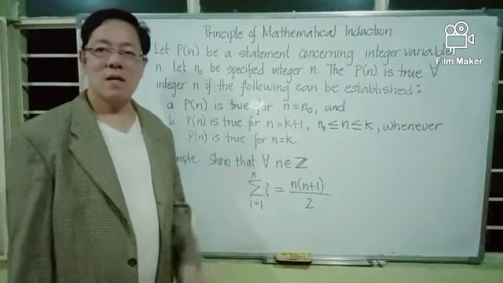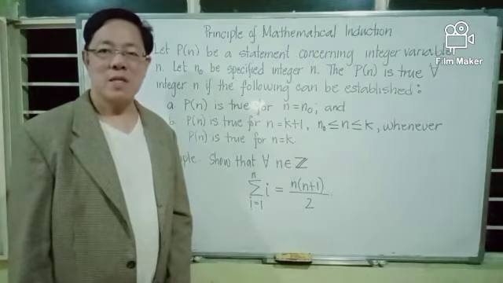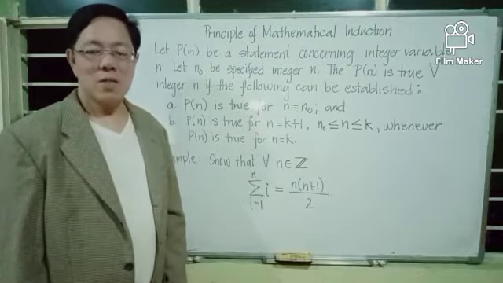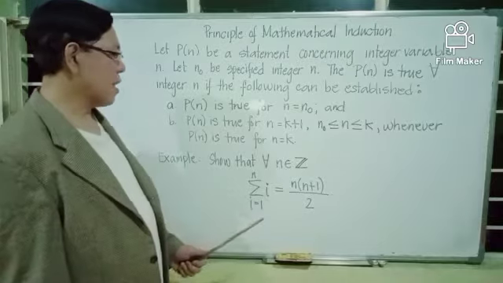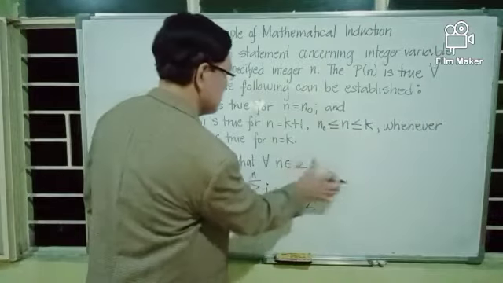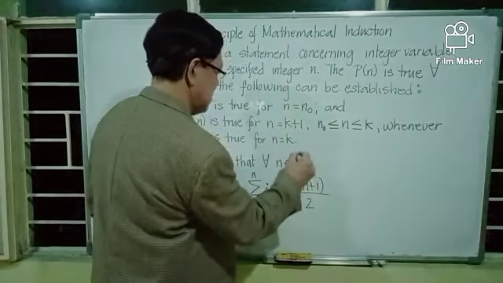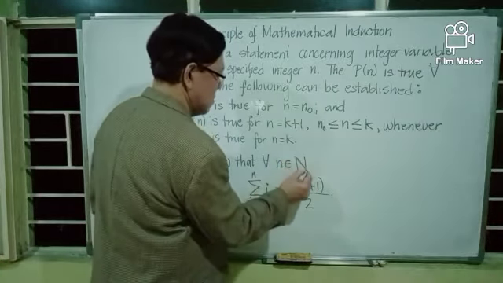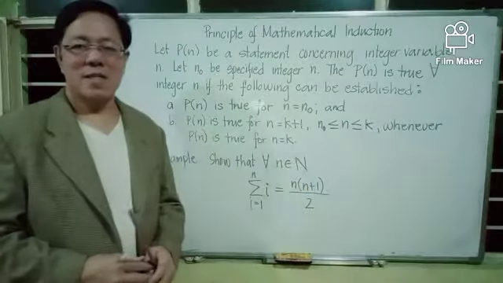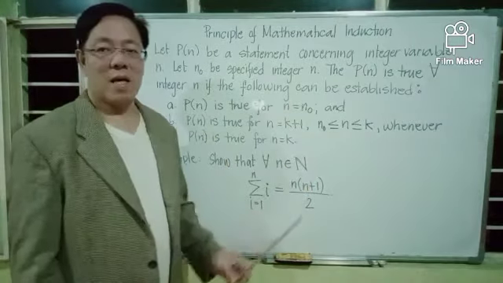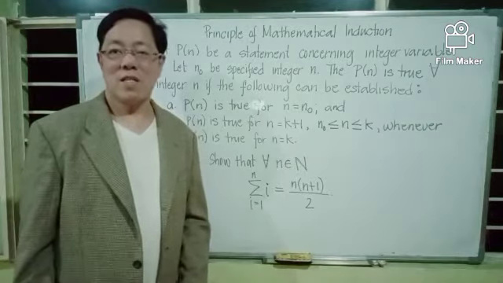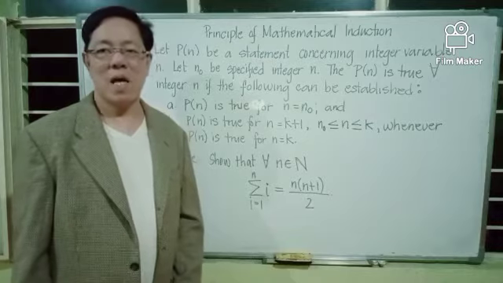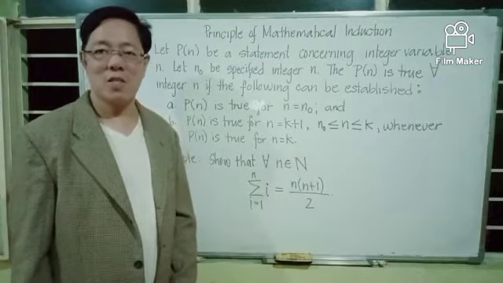If n is the integer variable that takes values in the set of natural numbers, denoted by capital N, its elements are the positive integers, or the counting numbers, or the whole numbers, and its smallest element is positive 1.